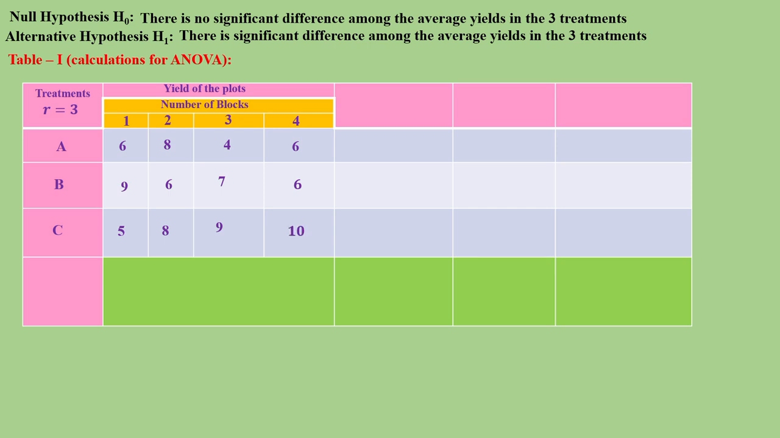Then next column, row total, Ri. So first row total R1, sum of the first row, that is equal to 24. Then R2, sum of the second row, that is equal to 28. Third row, sum of all the elements in the third row, that is equal to 32. Next, just add up this column, so you will get the grand total, sum of Ri's. So that is G. So 24 plus 28 plus 32, that is equal to 84.